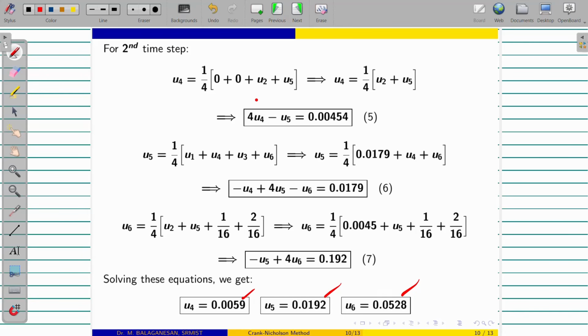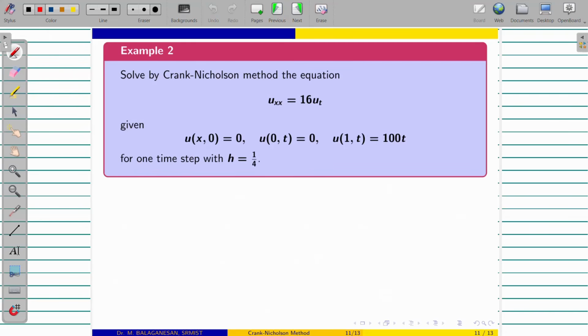That's it. This is the way to find the interior lattice point temperature distribution using the Crank-Nicolson scheme. Right. I have chosen one more problem. u double x equivalent to 16 ut. For Crank-Nicolson, they specified the boundary condition and the initial condition. And particularly they have given h equivalent to 1 by 4, and one time step. One time step means what? Initial time, and then the next step will be the first time step. One time step or first time step.